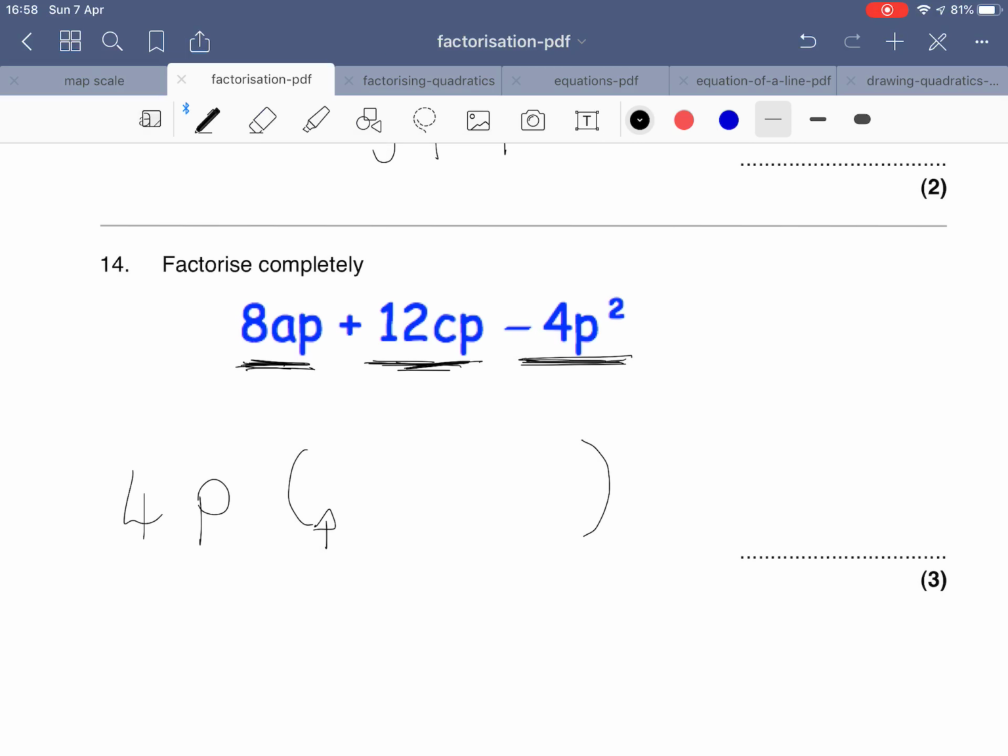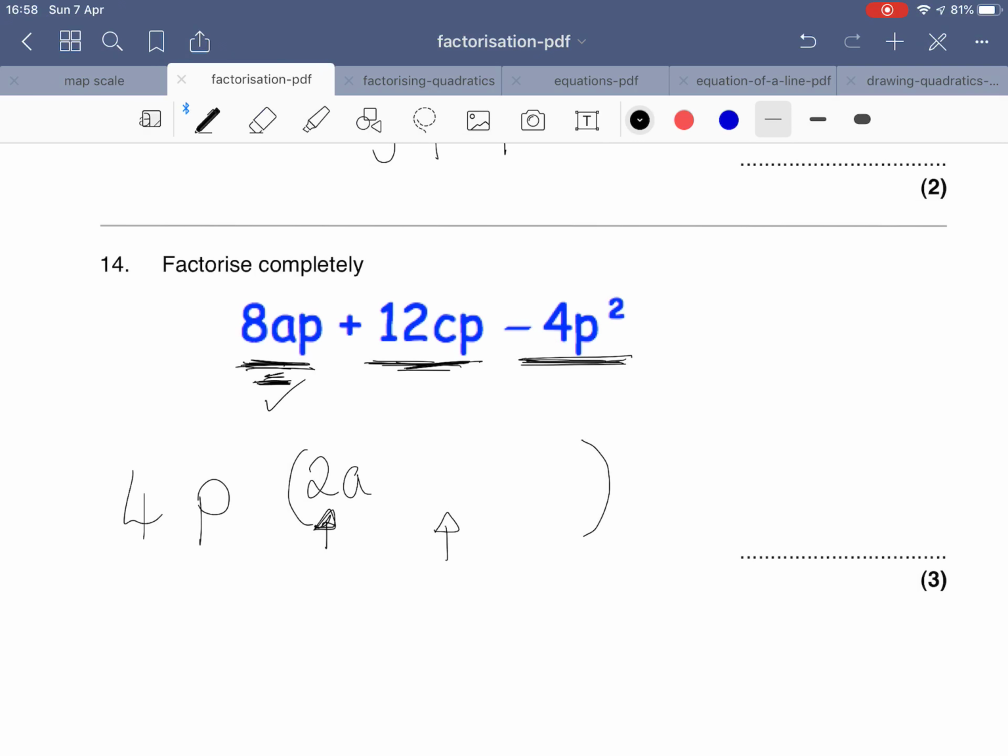So to get the first bit, we've got 4p times this one gives me 8ap. So I've got the p. I need 4 times what is 8, so I need the 2. And I'm also missing an a, so I need an a for that first one. So that's that one done.